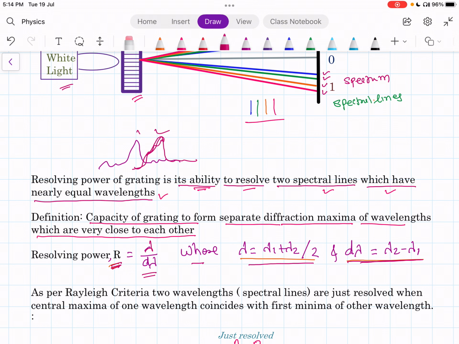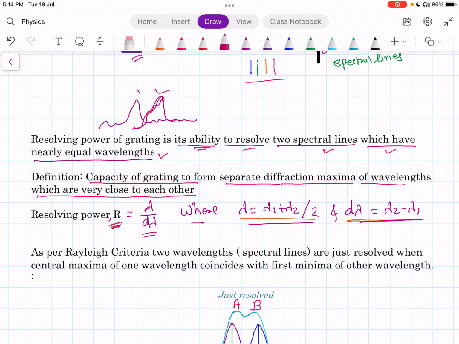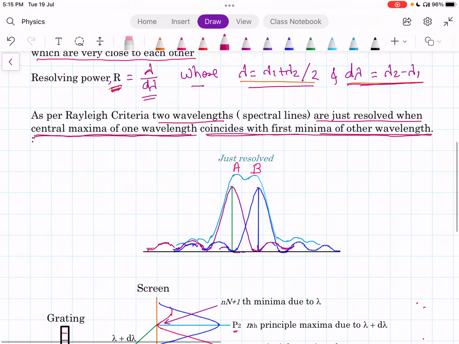We already studied Rayleigh's criteria. As per Rayleigh's criteria, two wavelengths are just resolved when the central maxima of one wavelength coincides with the first minima of the other wavelength. So we can say that two wavelengths are just resolved when the central maxima of one wavelength coincides with the first minima of the other wavelength, which is shown in this diagram.